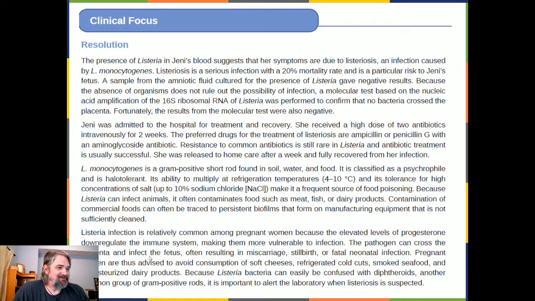Anyway, this is why, if you're pregnant, you'll generally be advised to avoid soft cheeses, refrigerated cold cuts, smoked seafood, and unpasteurized dairy products.